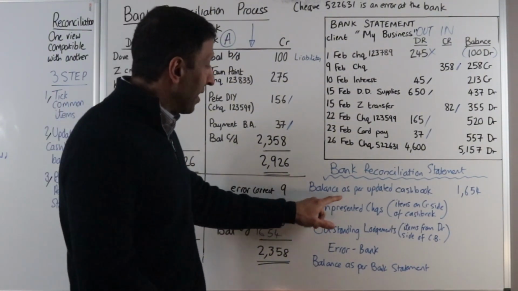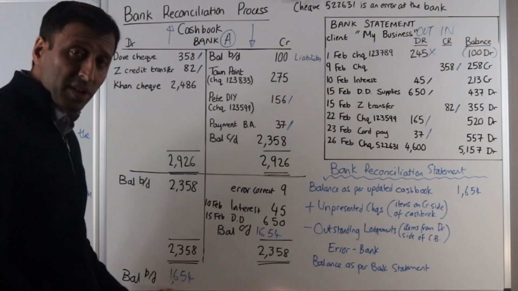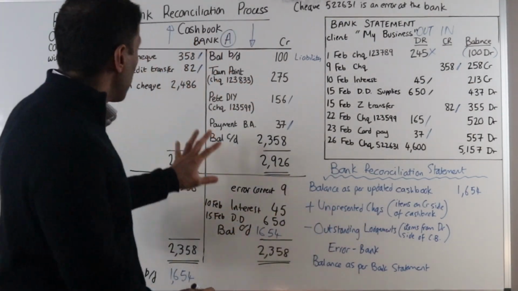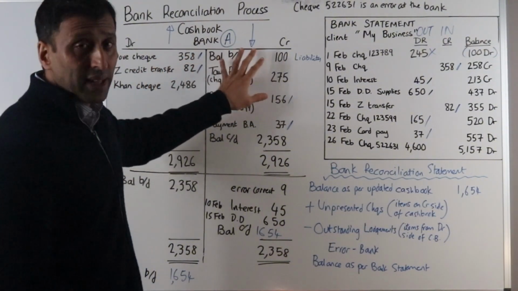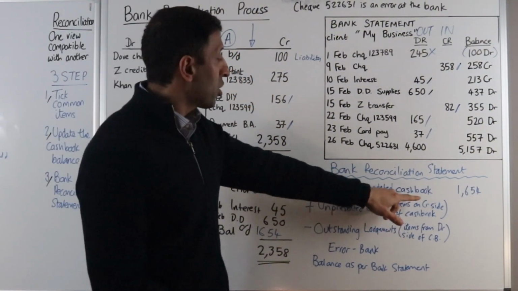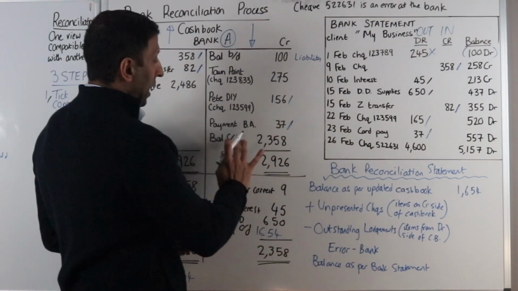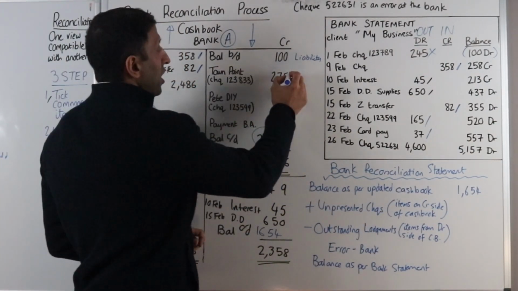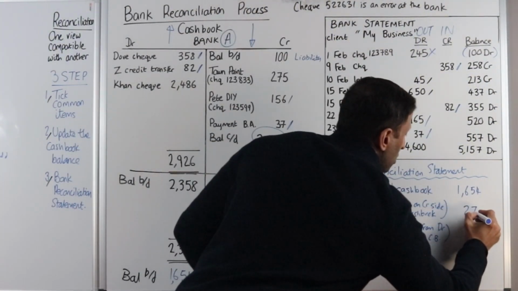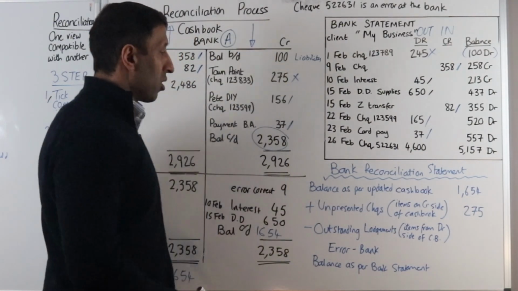So we start off with the balance as per my updated cash book, which is a positive 1,654. We add unpresented checks. Now, the only items that are unticked are the ones in the cash book, more or less. So, unpresented checks are the items on the credit or right-hand side of the cash book that are unticked. And apart from the carry-down figure, which was a calculation, the only unticked figure is this one, 275. So we're going to add 275. Now, that has also been dealt with, so we can cross that off.